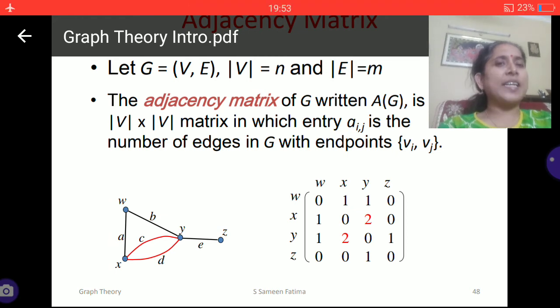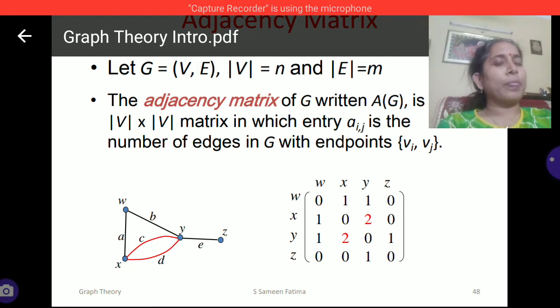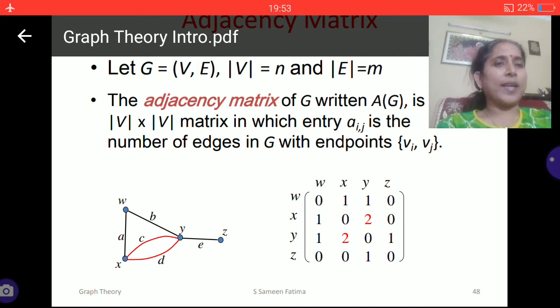To go from W to Y you have an edge named b. There is just one edge. So W to Y is marked 1. To go from W to Z you don't have any direct edge over there. So it is marked as 0. Next, come to the row X. X to W. X to W there is one edge, small a. So we marked 1. X to X is no edge, 0.